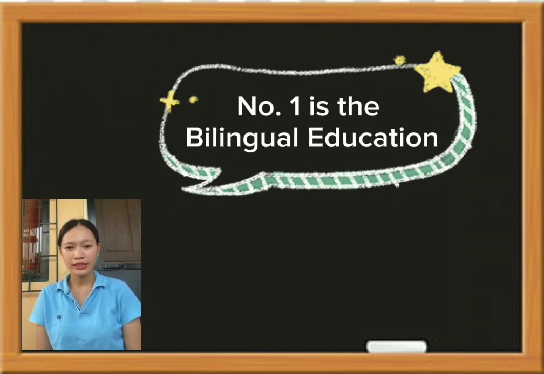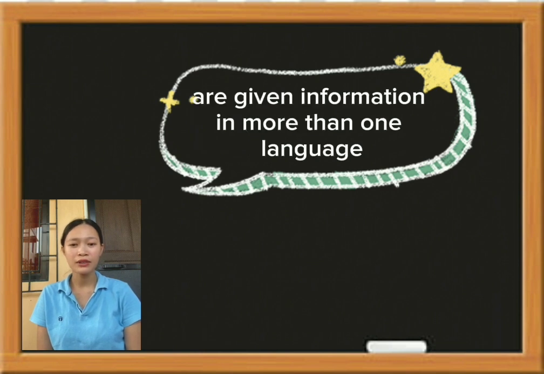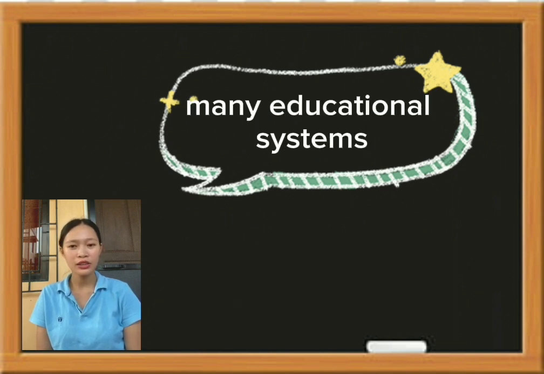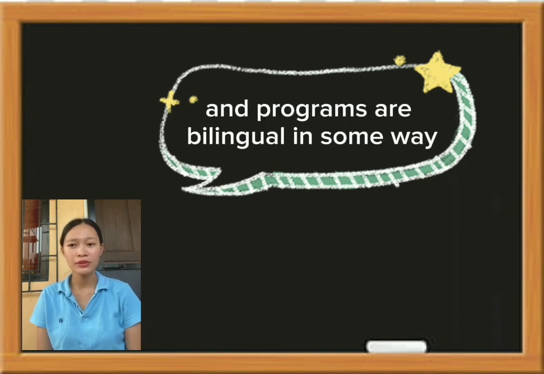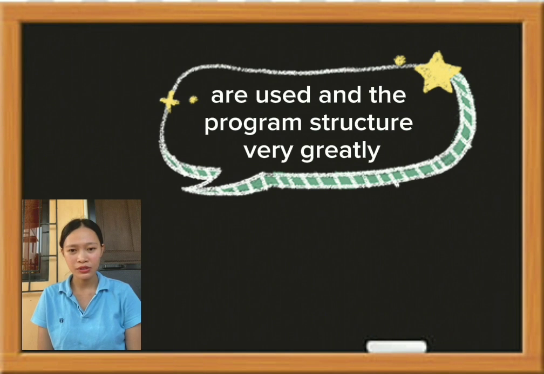So, number one is bilingual education. Bilingual education means that students are given information in more than one language. Many educational systems and programs are bilingual in some way, but the extent to which the two or more instructional languages are used and the program structure vary greatly.